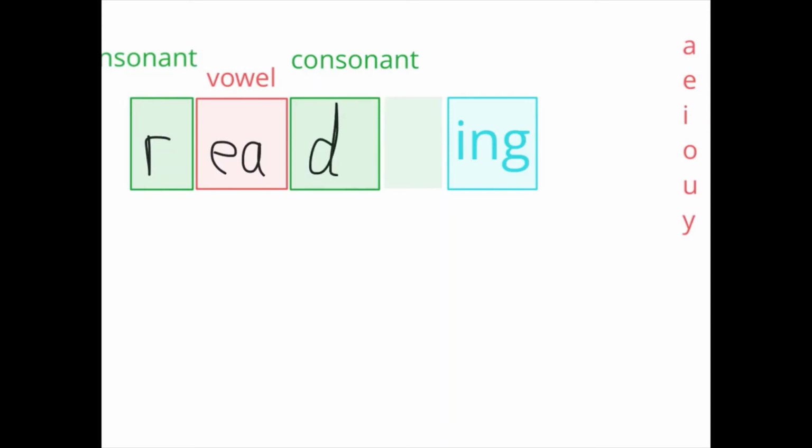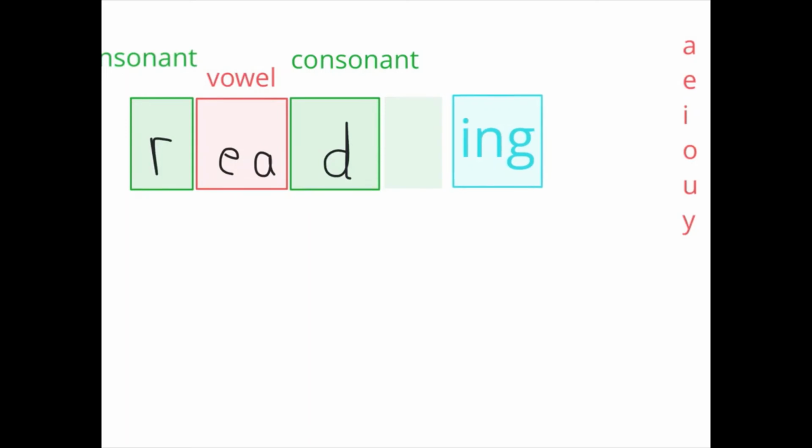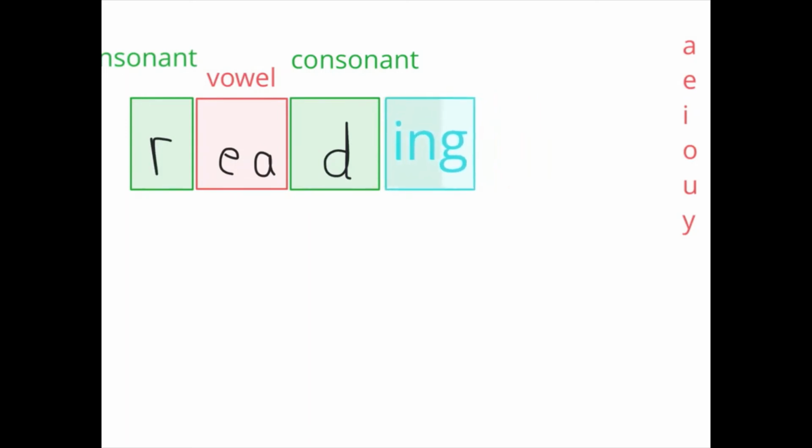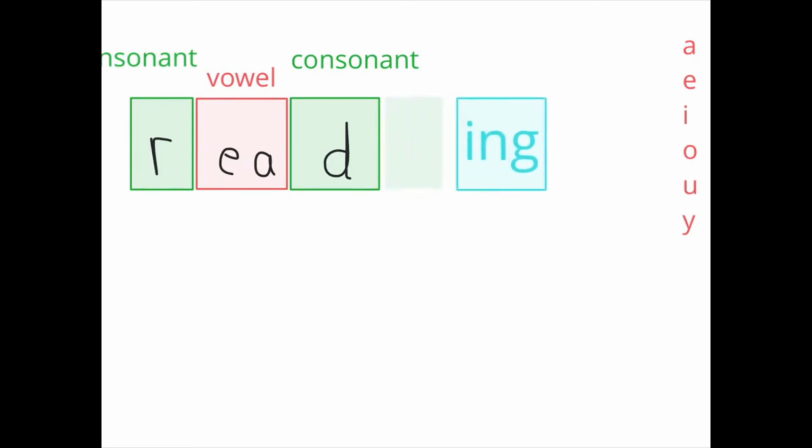So first let's look at our vowel box. Is it just one letter? No, because EA is a digraph. So we're not going to double the final consonant. We are just going to say that the word read is reading, R-E-A-D-I-N-G.